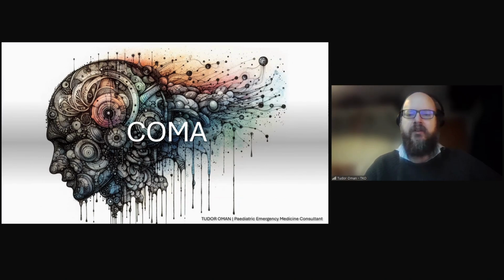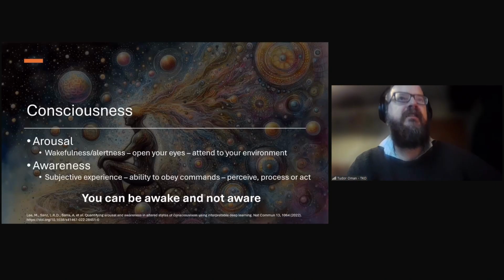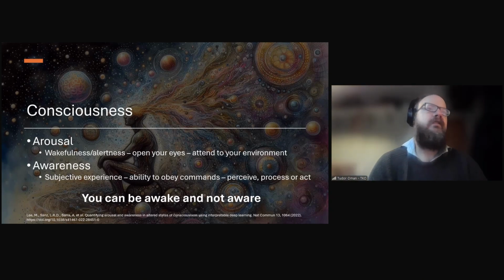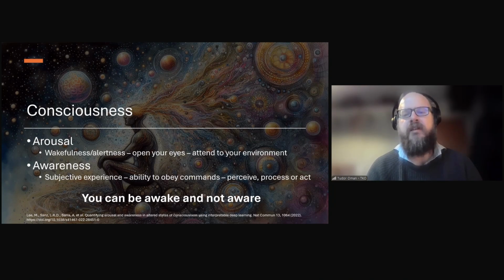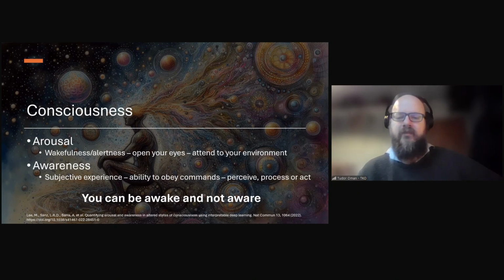So, coma. Initially, let's look at what consciousness is. Consciousness is a combination of arousal, which is wakefulness or alertness, and awareness. Arousal being the physiological state of wakefulness and alertness. And this denotes your consciousness in combination with the content of consciousness, such as attention, language, memory, visual, spatial skills, and these together create the capacity of awareness. Awareness is that subjective experience that you get on interacting with environmental stimuli.